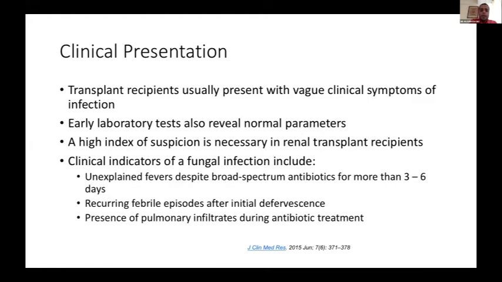So if you look at the clinical presentation of invasive fungal infections, the transplant patients, as I mentioned earlier, usually present with vague clinical symptoms of infection. So you need to have a very high index of suspicion when you get a transplant patient who has got a fungal infection. And remember that also the early laboratory tests will most likely reveal normal parameters.